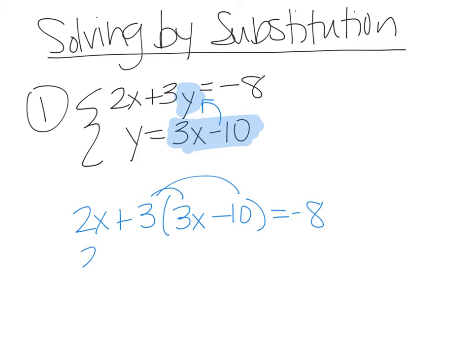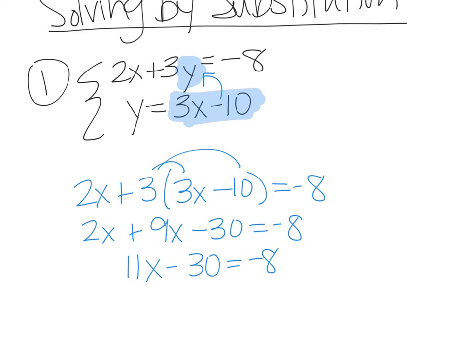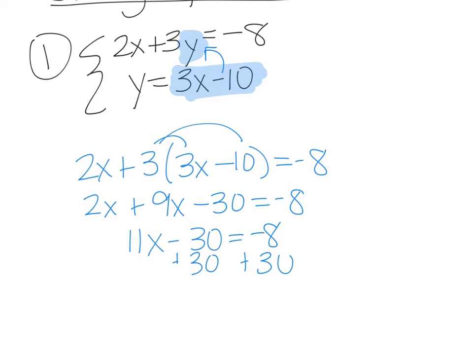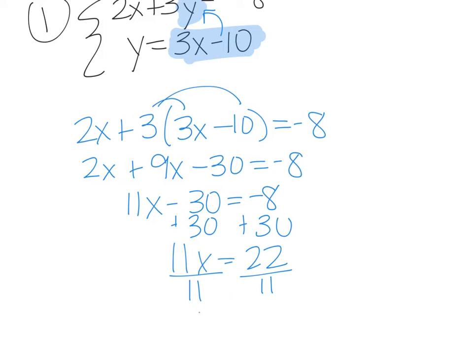So first step is to distribute. You get 2x plus 9x minus 30. Make sure you do 3 times both of those, equal to negative 8. And then you combine like terms: 11x minus 30 equals negative 8. And then you can add 30. 11x equals 22 and divide by 11. So we get x equals 2.